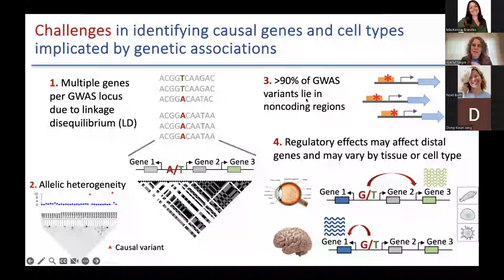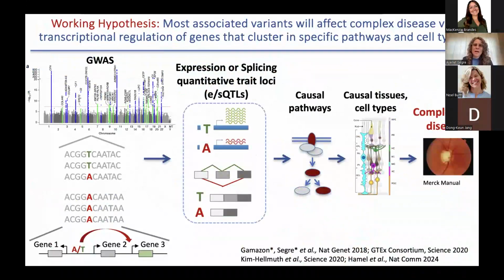And given that the majority lie in non-coding regions, and today we know from many studies that they have regulatory effects on complex diseases, we have seen that the regulatory effects both may affect distal genes and may vary by tissue and cell type. So ideally, we'd like to measure the regulatory effects in the relevant tissue and cell type. So the underlying working hypothesis of our work is that most of the associated variants with POAG and IOP will affect the disease, the trait, through modulation of gene expression levels and alternative splicing, and the affected genes will cluster in specific pathways, and the expression will cluster in specific cell types and tissues that are important for the development of the disease.